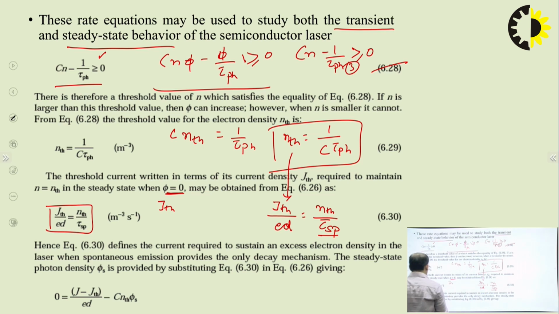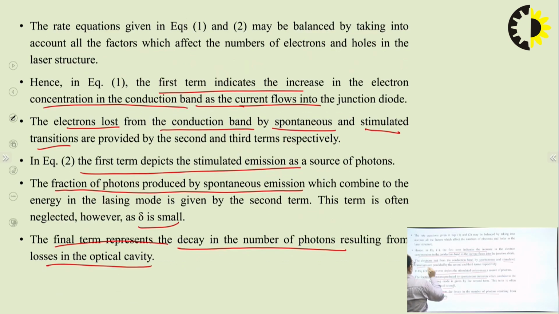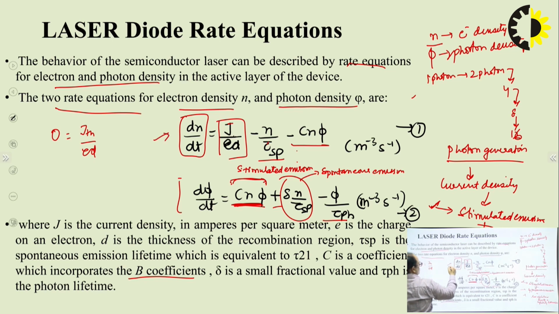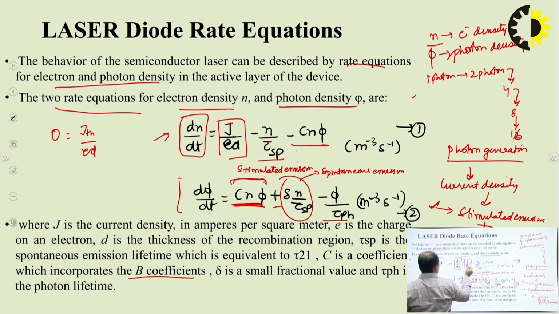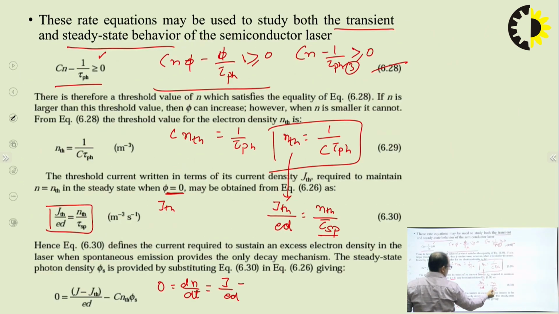Now put this value in equation number 1. Clear? Now see, on putting this equation, dN by dt is equal to 0. Therefore J by ED minus n by tau sp, this minus n by tau sp is equal to minus JTH by ED minus C into nth into phi s.